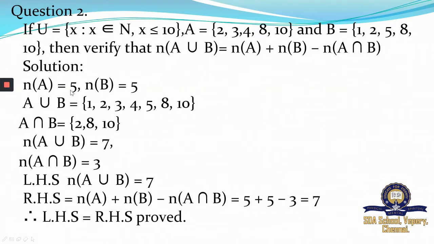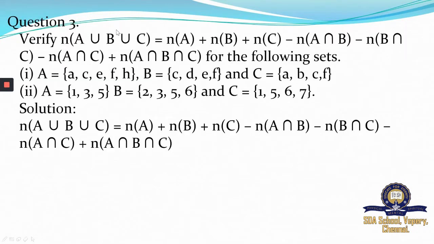Now, what is my N of A? It is 5. So I have written down 5 over here. What is my N of B? Again 5. I have written down 5 over here. What is my N of A intersection B? 3. So I have written that down. If I calculate, what do I get? 7. Now if you see carefully, do I get LHS equal to RHS? Yes, I get it. Hence I have proved that LHS is equal to RHS.